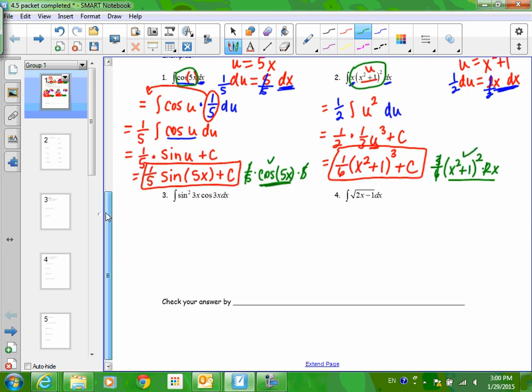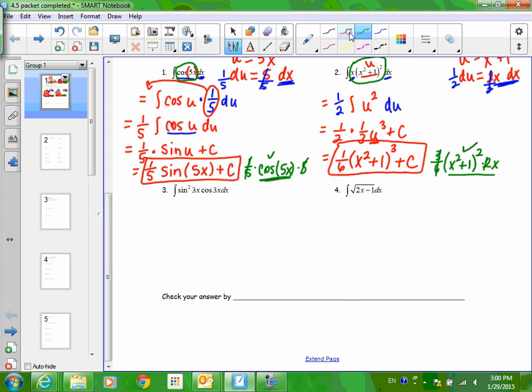All right, now, number 3. What do you guys think u should equal on number 3? It's kind of like number 1 a little bit. 3x. Okay, here's what I want to tell you. If you're using a pencil, go ahead and do this. If you're using pen, I want you to put your pen down and just watch. Okay, because we're going to, you can take that for what it's worth. So I'm going to write it, but just know that I'm going to erase something in a minute. So if you let u be 3x, what would du equal? 3 dx.